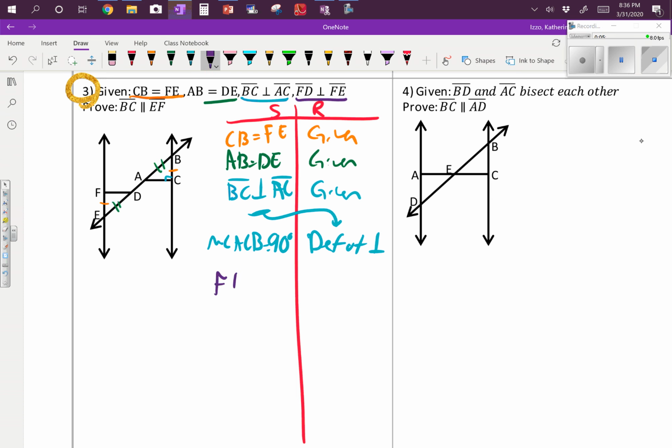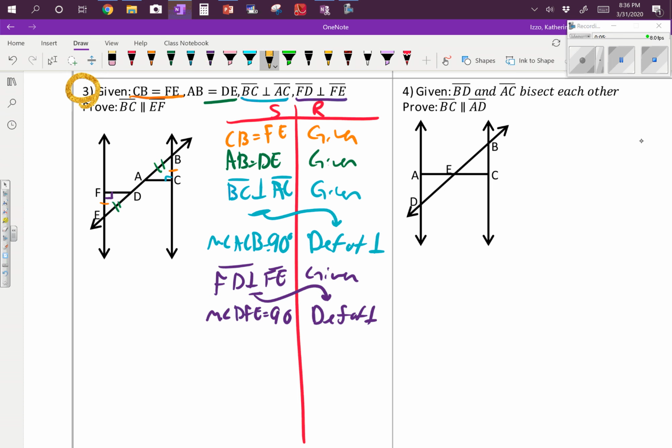Next one. FD perpendicular to FE. Good grief, now we got it again. Definition of perpendicular. Oops, this was a given. Definition of perpendicular, which means a 90-degree angle somewhere. The 90-degree angle is between FD and FE, so at F is going to be a nice 90-degree angle. So measure angle DFE equals 90 degrees.